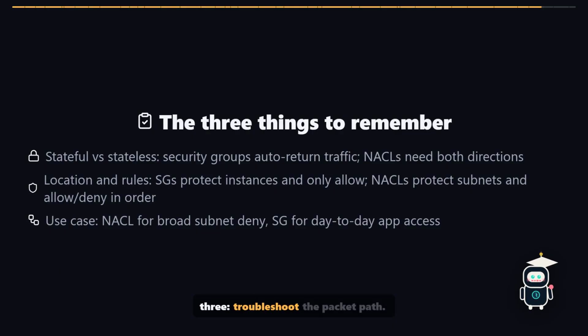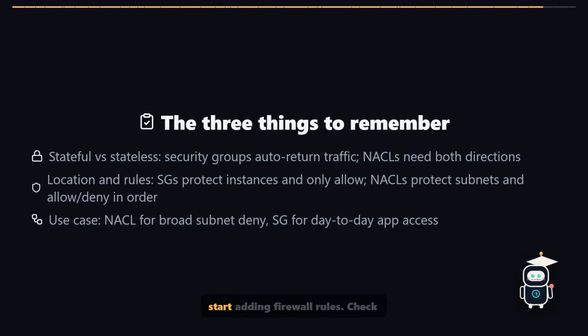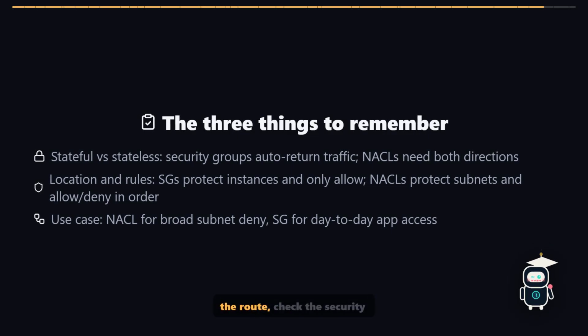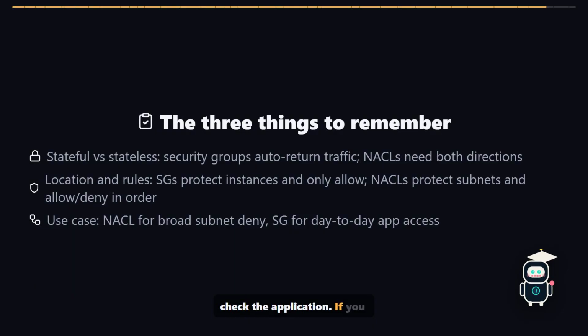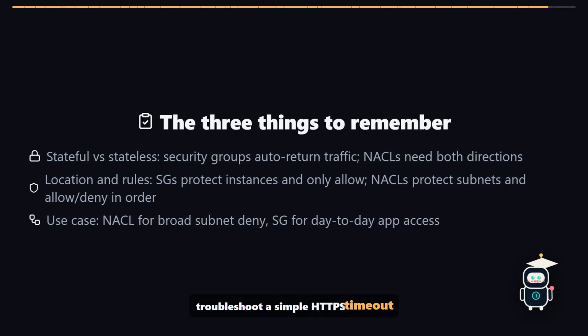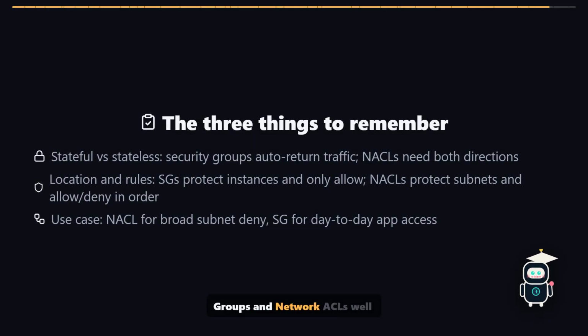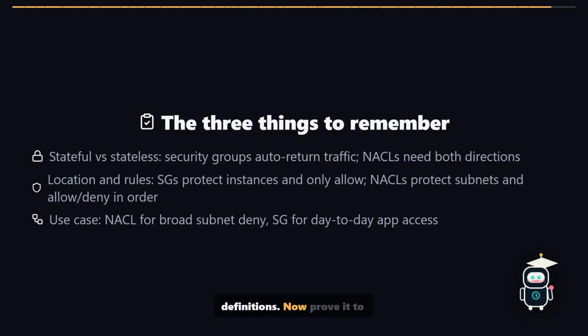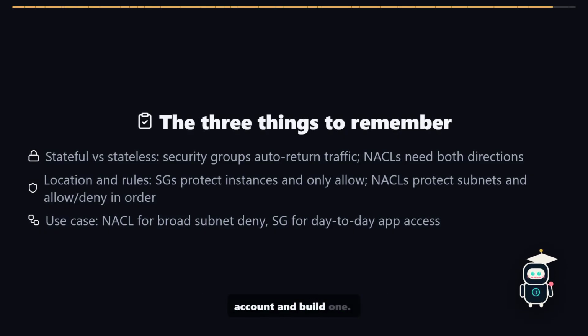Number three: troubleshoot the packet path. When traffic fails, don't immediately start adding firewall rules. Check the route, check the security group, check the network ACL in both directions, and then check the application. If you can explain those three concepts and troubleshoot a simple HTTPS timeout involving ephemeral ports, you understand security groups and network ACLs well enough to move beyond memorizing definitions. Now prove it to yourself. Open your AWS training account and build one.